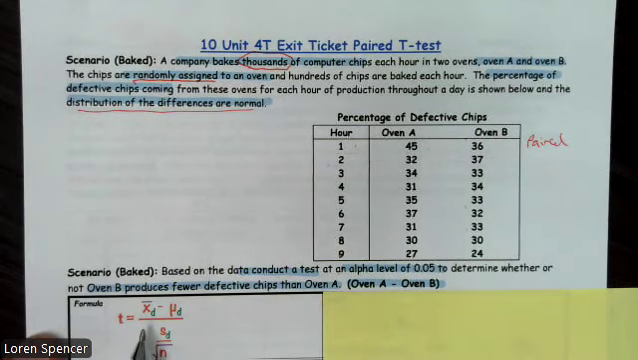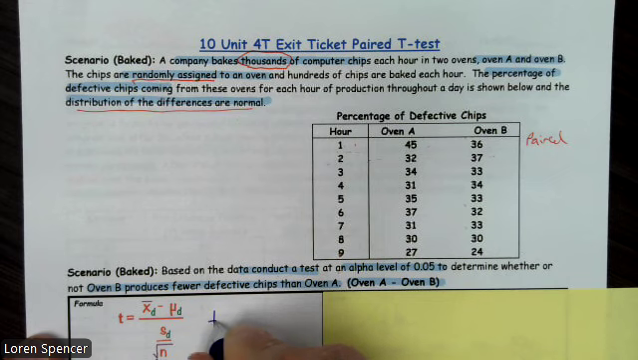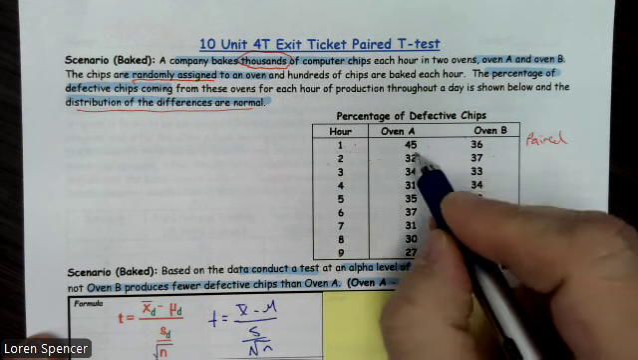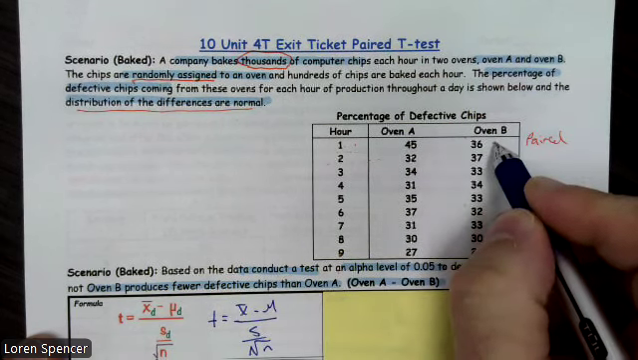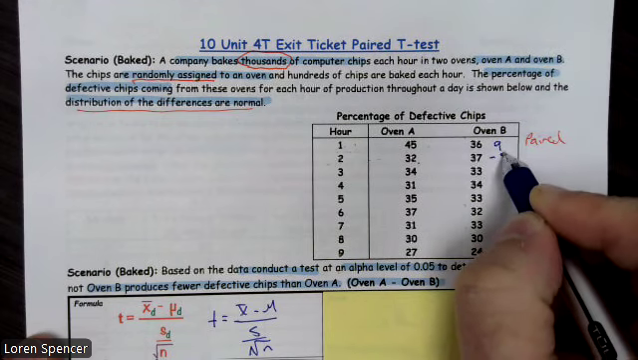So I need to use t equals x bar D minus mu D over s D divided by square root of n, which is essentially the same formula as we have for a regular t-test, except with a regular t-test, we don't have the D's. And the D stands for the differences. So this would be 40 minus 31 gives me 9. And 32 minus 37 is negative 5.